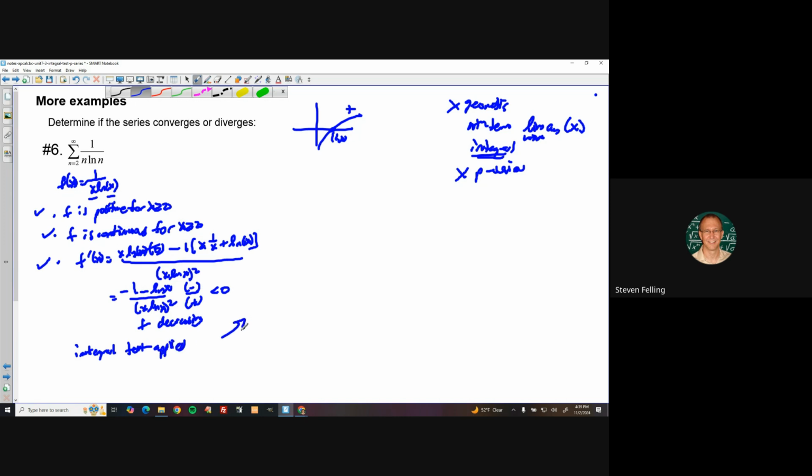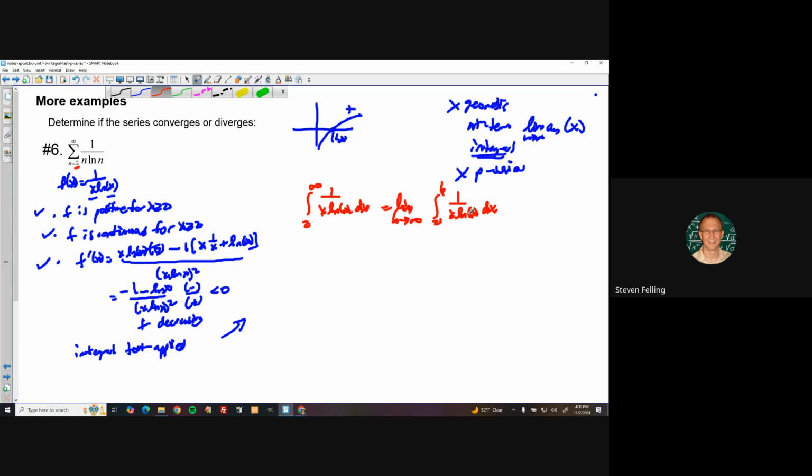And we can now use the integral test. So to use the integral test, we'll do an integral from 2 to infinity of 1 over x natural log of x dx. We'll make it a proper integral: limit as b approaches infinity, integral from 2 to b of 1 over x natural log of x.